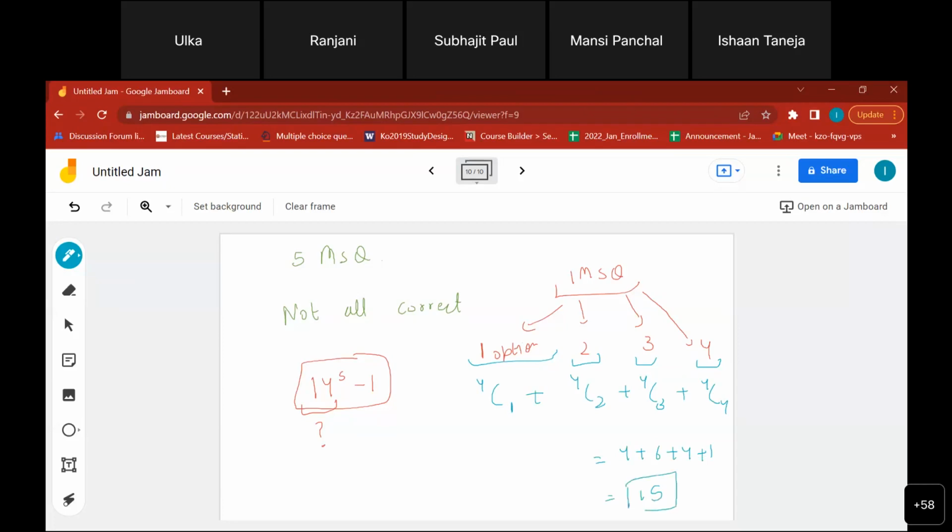So why are we adding here? Because either you can select one option, or you can select 2 options, or you can select 3, or you can select 4. So the total number of ways to attempt one MSQ is 15, right?